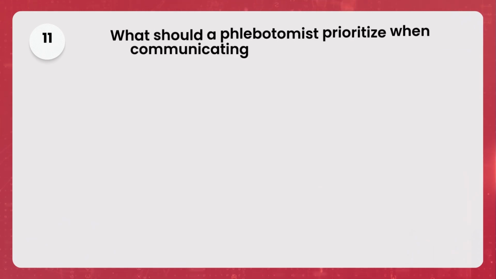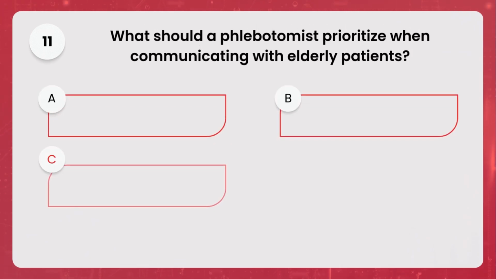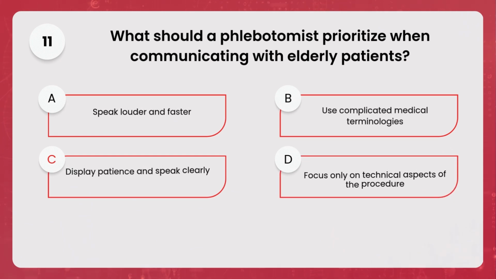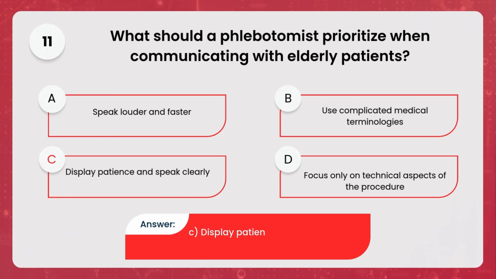Number 11. What should a phlebotomist prioritize when communicating with elderly patients? A. Speak louder and faster. B. Use complicated medical terminologies. C. Display patience and speak clearly. Or D. Focus only on technical aspects of the procedure. The answer is C. Display patience and speak clearly.